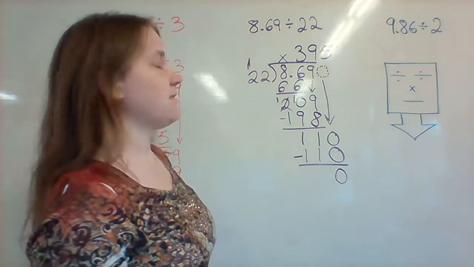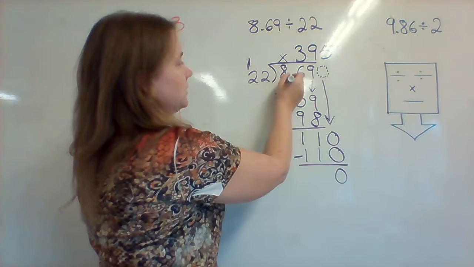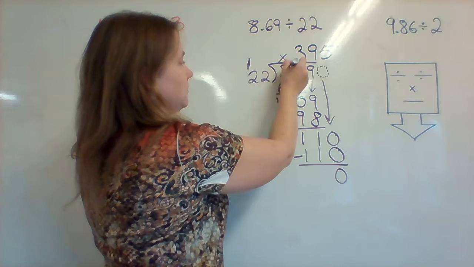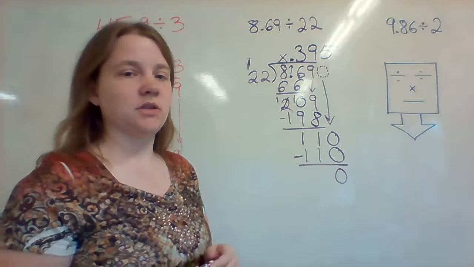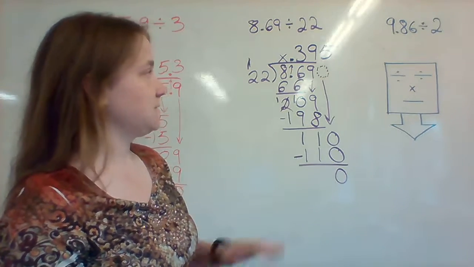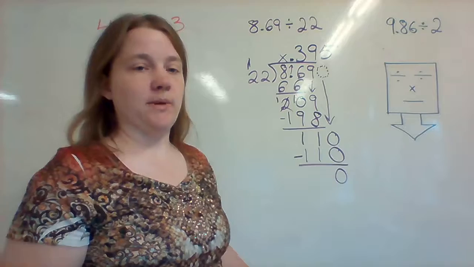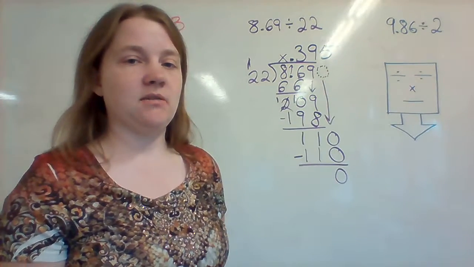All I have to do is put in the decimal. So this decimal right here is going to float up just like a balloon, and my final answer is going to be 0.395, 395 thousandths. The problem that you are about to solve is going to be 9.86 divided by 2.